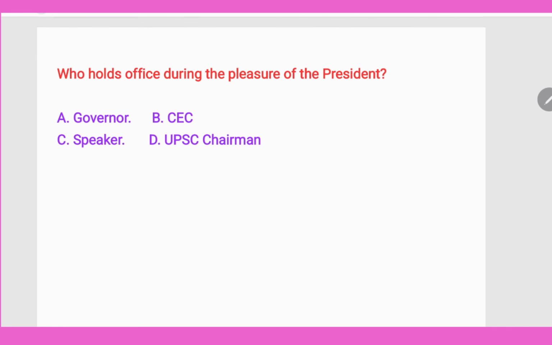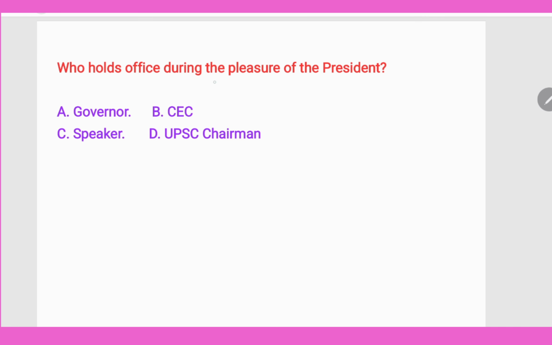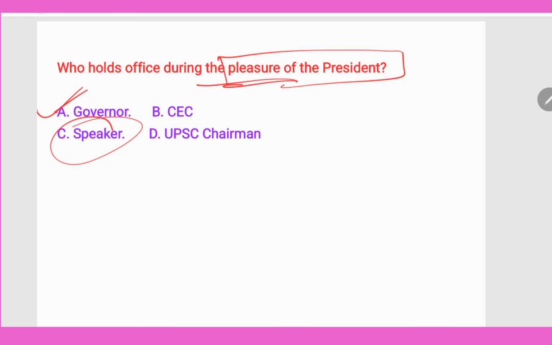Next question, who holds office during the pleasure of the president? The answer is the governor of a state. Okay, the speaker is elected among the members of Lok Sabha. UPSC chairman 6 years or 65 years. Okay, CEC 6 years or 65 years, but the speaker is for Lok Sabha. The governor holds office during the pleasure of the president.